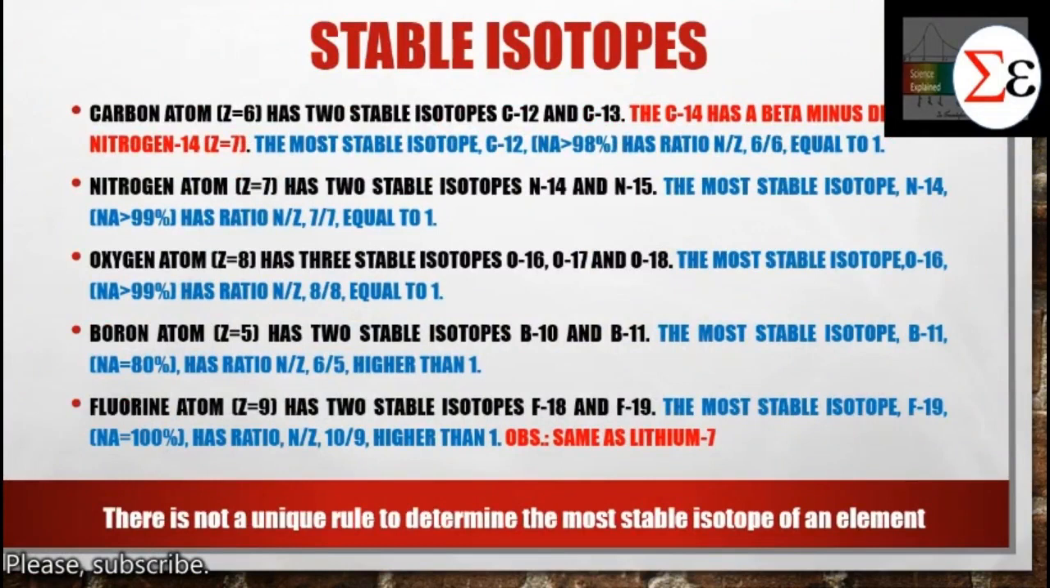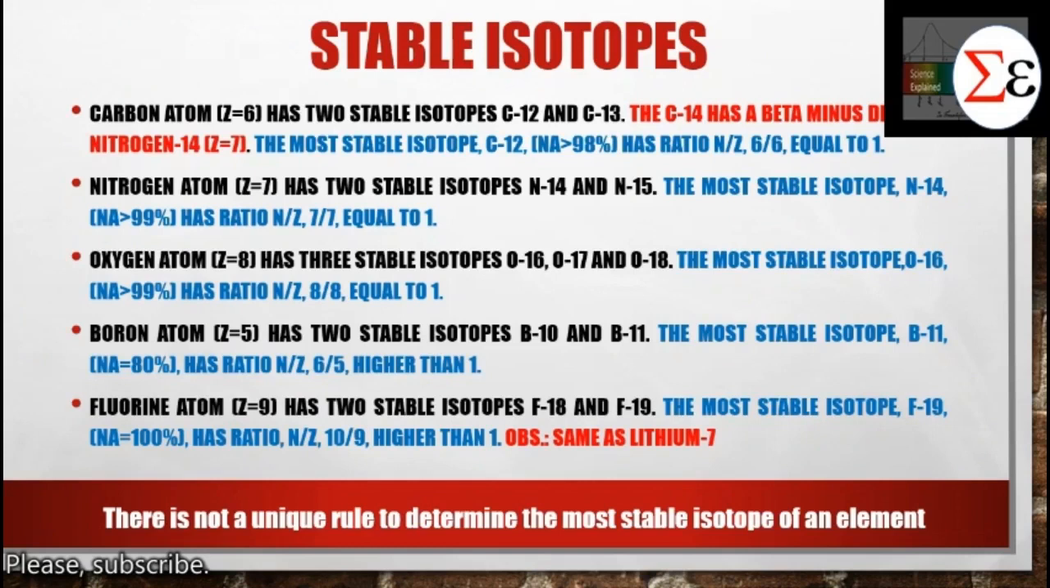Let's talk about the unstable isotopes. Carbon atom Z6 has two stable isotopes, C12 and C13. The C14 has a beta minus decay to nitrogen 14. And the most stable isotope is C12 with natural abundance greater than 98% and has a ratio N over Z, 6 over 6, equal to 1.